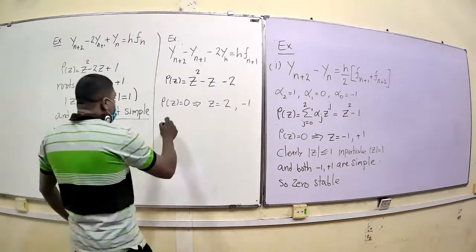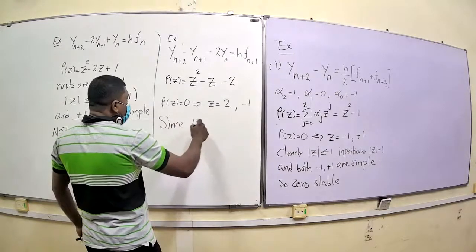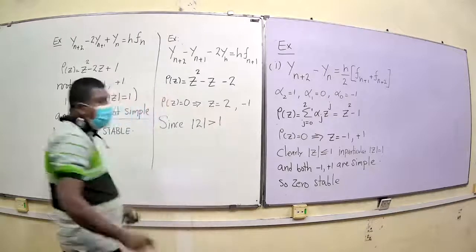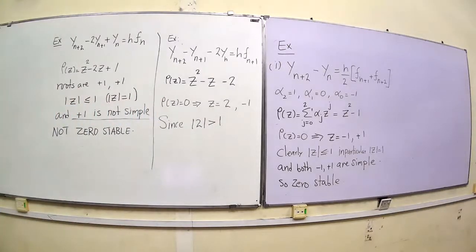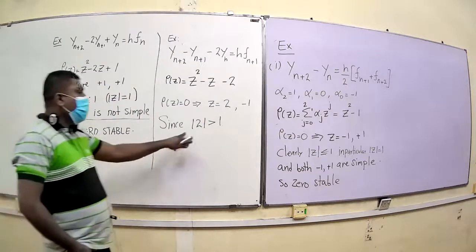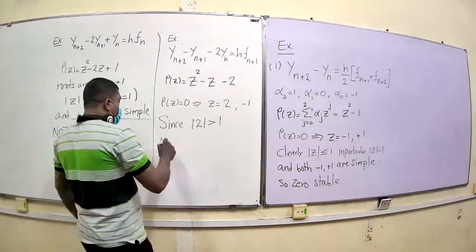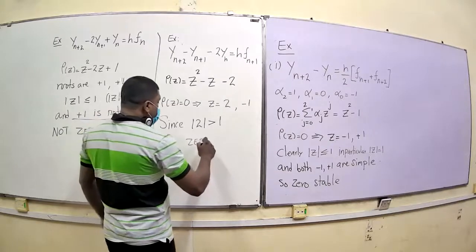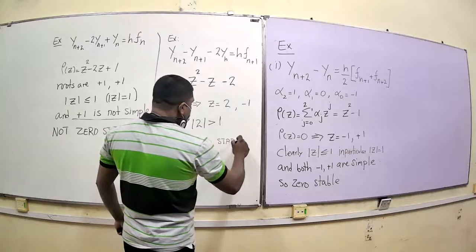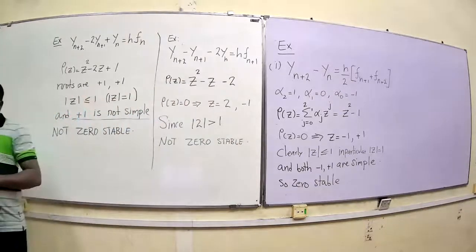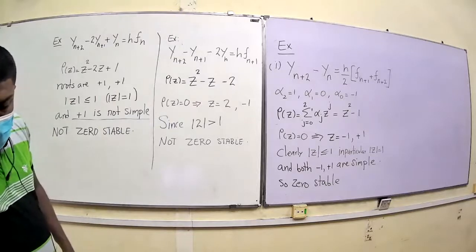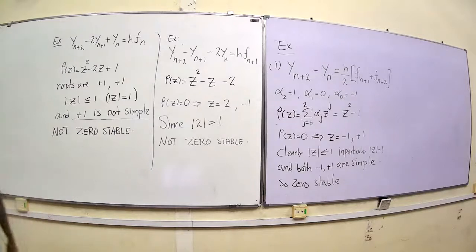So here, minus 1 has absolute value equal to 1, so that is fine. But 2 is clearly greater than 1. So the absolute value of 2 is clearly greater than 1. So you know that that condition is not satisfied. So because of this, it is not zero stable.